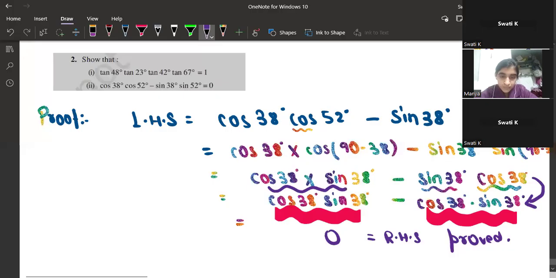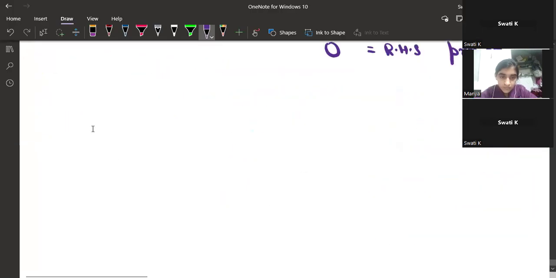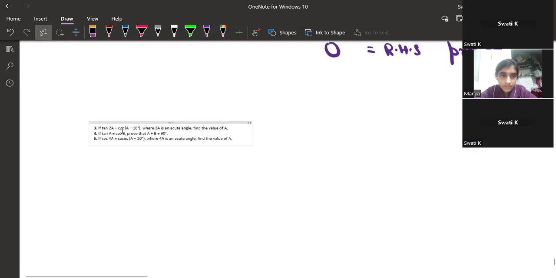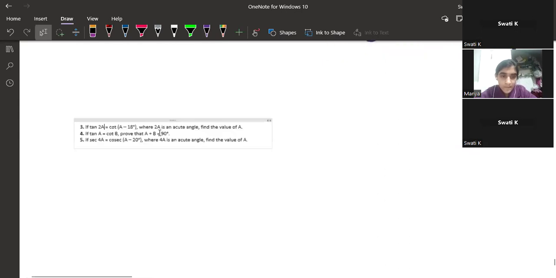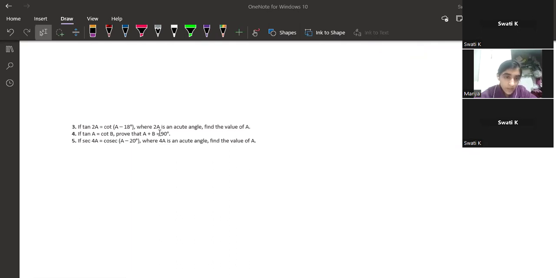Okay, so I think you can see my OneNote now. And let's try to paste all the three questions together and hope, yes, okay. Thankfully it came. So can you read the first question, Manya? If tan 2a equals to cot a minus 18 degree, where 2a is an acute angle, find the value of a.